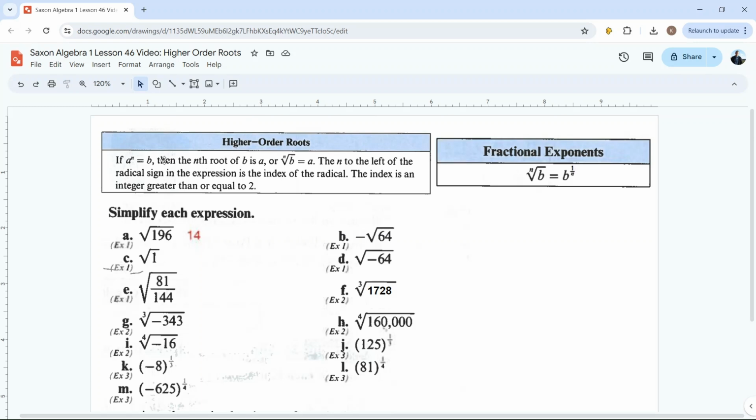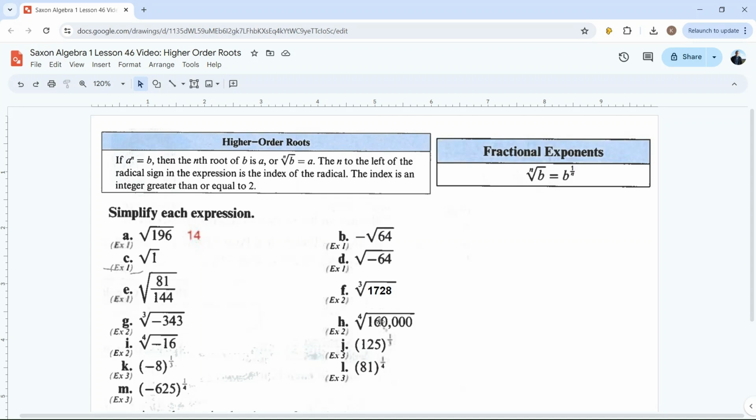Higher order roots can be expressed by writing the square root symbol that we're used to, but then putting the actual root, not the square, not the 2, but whatever root we're looking for up here, okay? And then it's just asking if we multiply a number by itself this many times, n times, what number do I have to multiply by itself that many times to get the number under the square root symbol, under the higher order root symbol in this case?